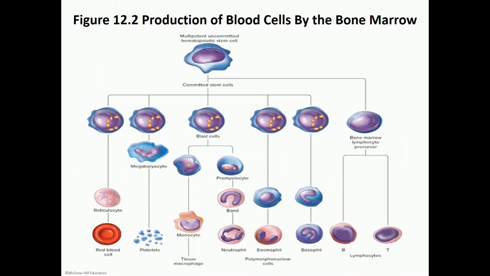We all know that all of our blood cells are made by the bone marrow. They all start off with what is known as a multipotent, uncommitted, hematopoietic stem cell. So what on earth does that mean? It is a stem cell that is going to be making blood cells.